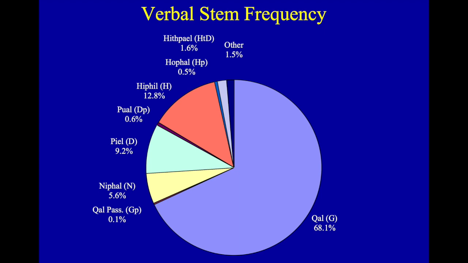You can also see we're going to be learning the Hithpael. That's 1.6%, or if you round it up, about 2% of verbs in the Bible, there at the top. That is another one we'll be talking about today. So if you translate 100 verbs in Hebrew, you're going to run across two Hithpaels.